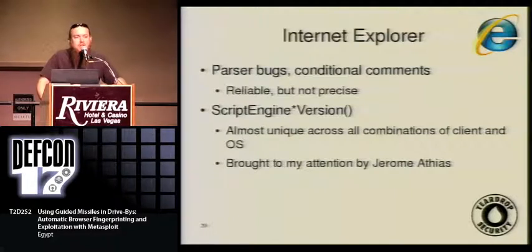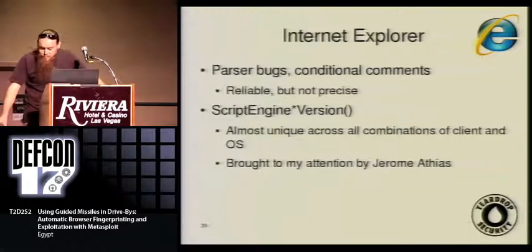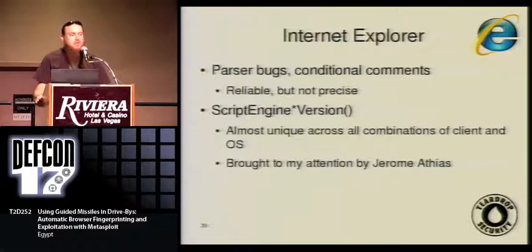Luckily, Internet Explorer gives us these awesome functions called ScriptEngineMajorVersion, ScriptEngineMinorVersion, and ScriptEngineBuildVersion. The great thing about these three functions is they're almost unique across all combinations of OS and client. So if we have the output of these three functions, we can reliably and accurately determine not only the browser, but the browser version, the operating system it's running on, the flavor of operating system, so XP or 2000 or whatever, as well as the service pack level of the operating system.